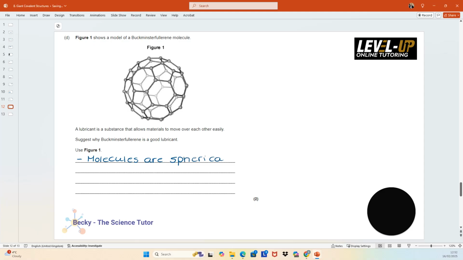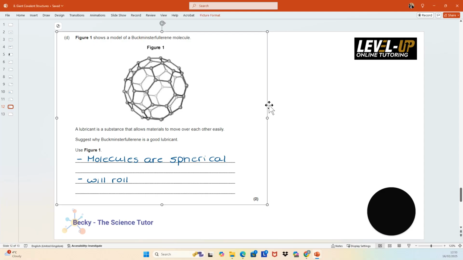And again, it's kind of like, yes, so what? They're spherical, and that they can roll. They can roll across each other. The molecules will roll, they can roll across each other. It's the rolling part that's the second bit that we're looking for, marking point 2.